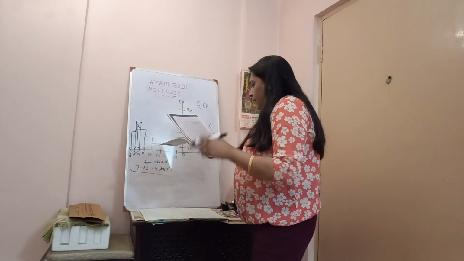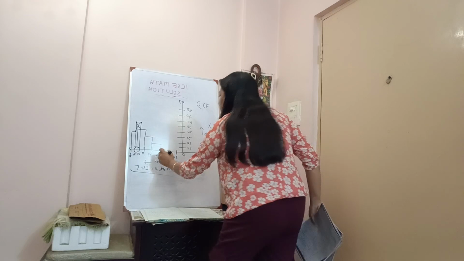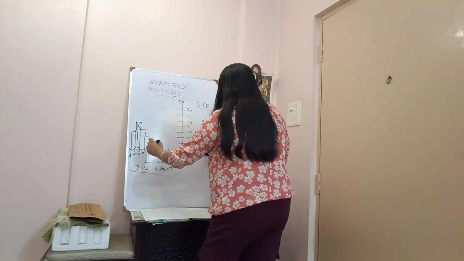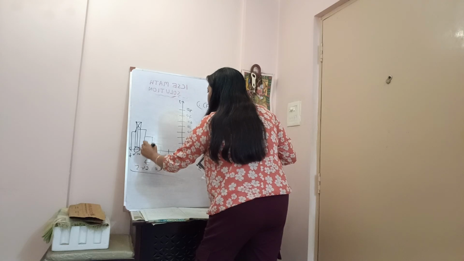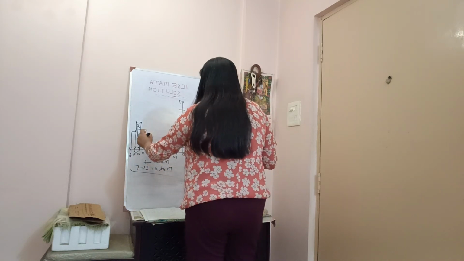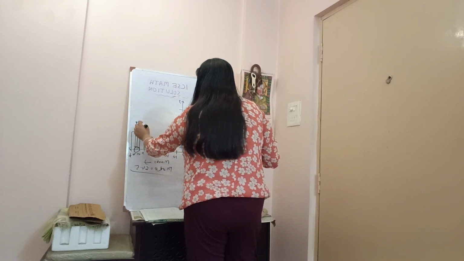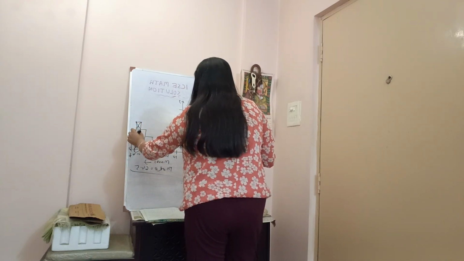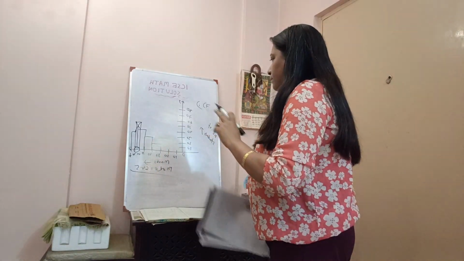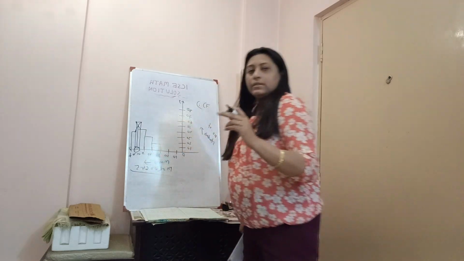Now the table tells you that the 30 to 40 interval has 10 students. Then 40 to 50 is 26, so you have to draw up to 26. Next, 50 to 60 is 40, then 60 to 70 is 54, and 70 to 80 is 34. So these are the bars.